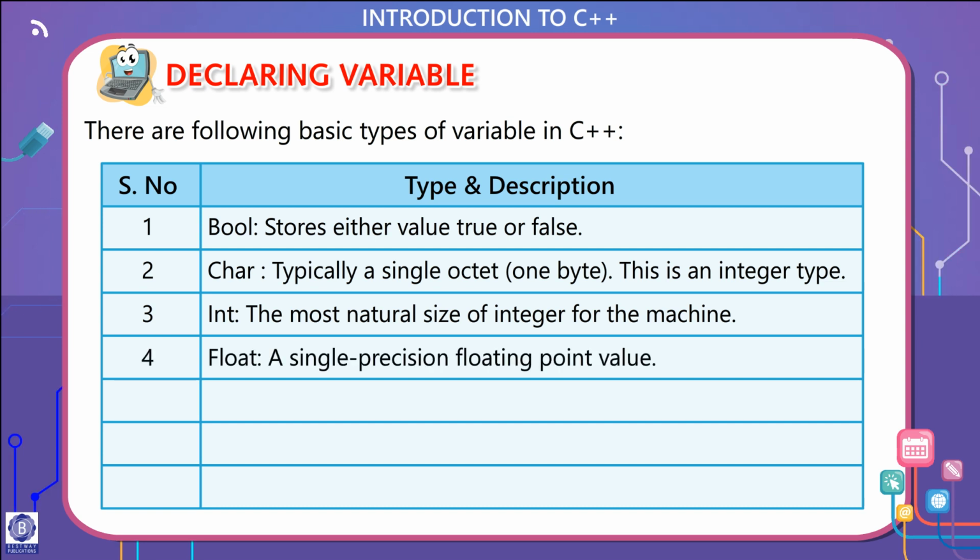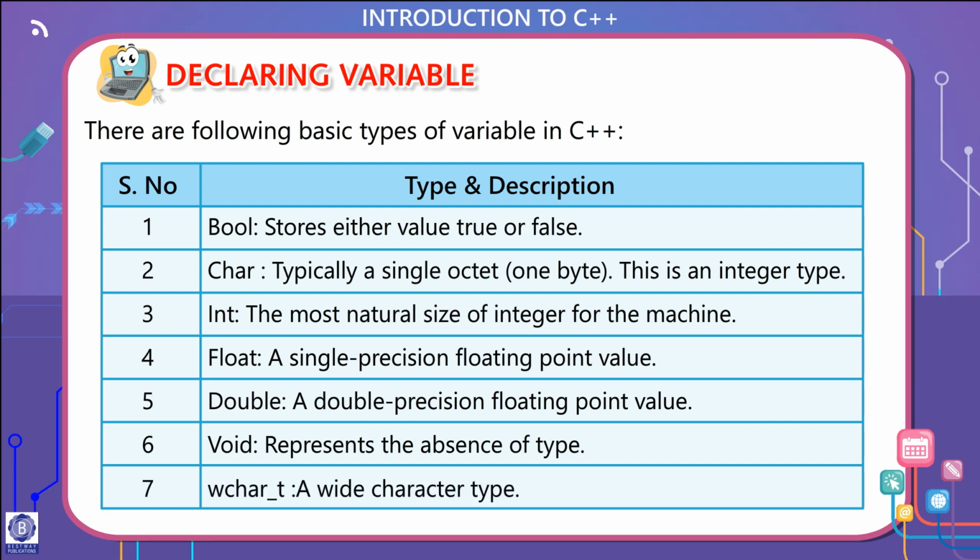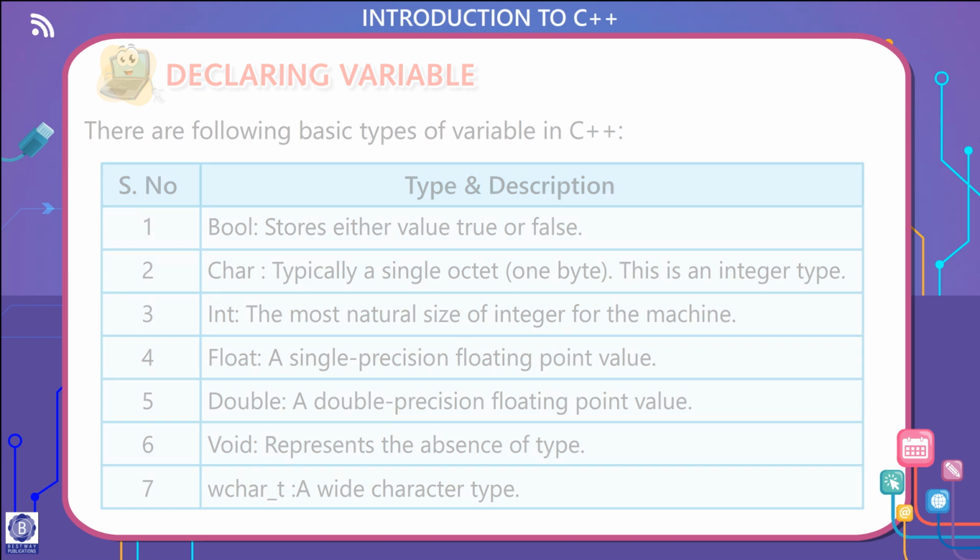Float, a single precision floating point value. Double, a double precision floating point value. Void represents the absence of type. wchar_t, a wide character type.